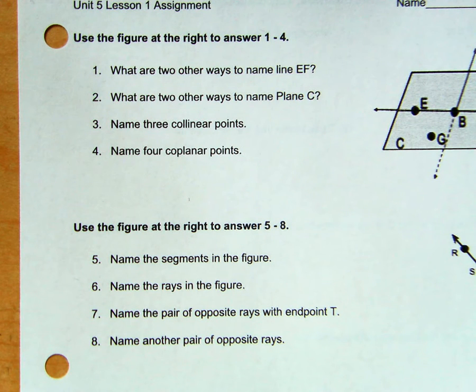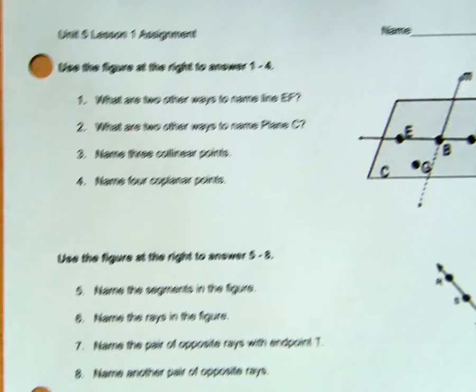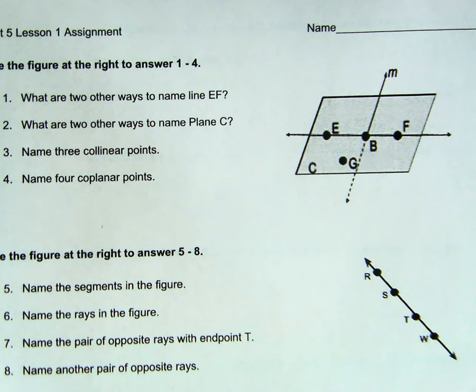Okay, we're going to be looking at the Lesson 5 assignment, the very first assignment of Lesson 5, which is an understanding of what some of these shapes mean and what some of these shapes can be labeled, okay? So we are talking about points, lines, and planes.